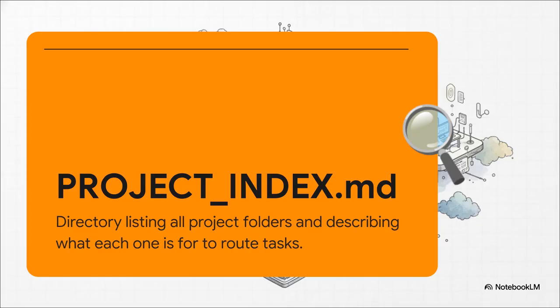Stepping one layer down, we hit the projectindex.md. If the workspace file is the building directory, you can think of this as the floor plan. It's essentially a master directory that lists all your project folders and explicitly describes what each one is actually for. Your AI reads this to figure out exactly which department it needs to route your task to. This ensures it doesn't accidentally start rewriting code in a folder meant purely for research notes.